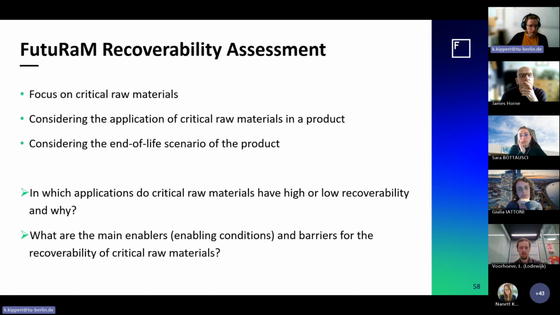And what we did here is we considered the application of critical raw materials in a product. So where and how are they used? Because this has a big impact on the recoverability. And we considered the end of life scenario of the product. With this assessment, we wanted to answer the following questions: in which applications do the critical raw materials have high or low recoverability and why? And what are the main enablers or enabling conditions and barriers for the recoverability of these critical raw materials?